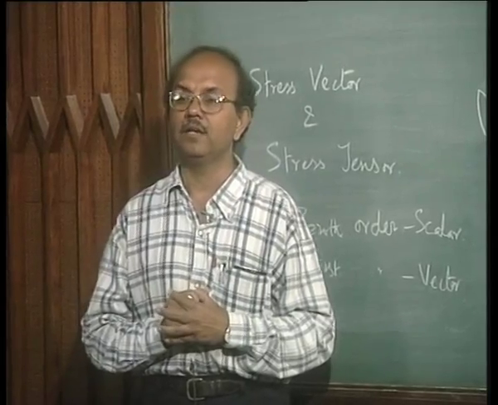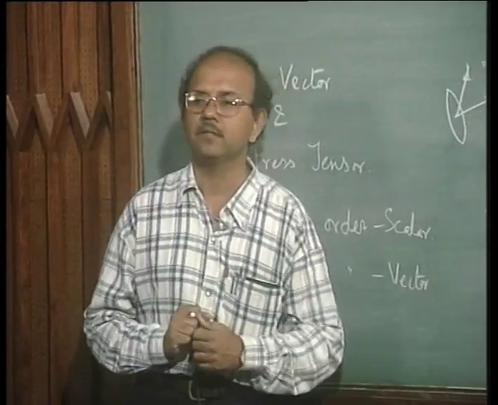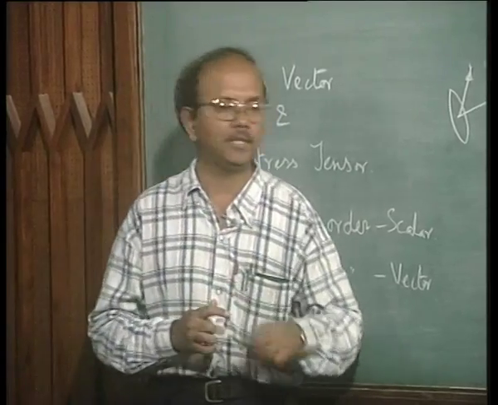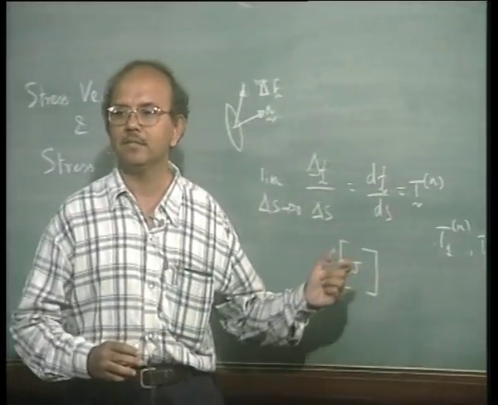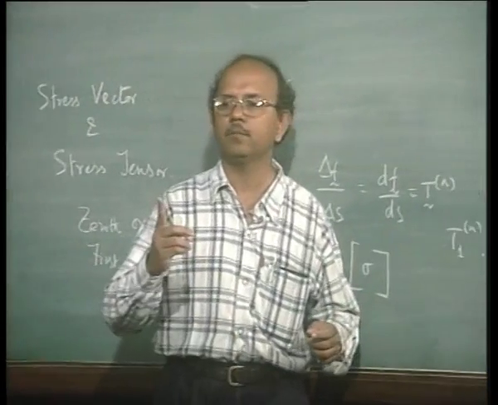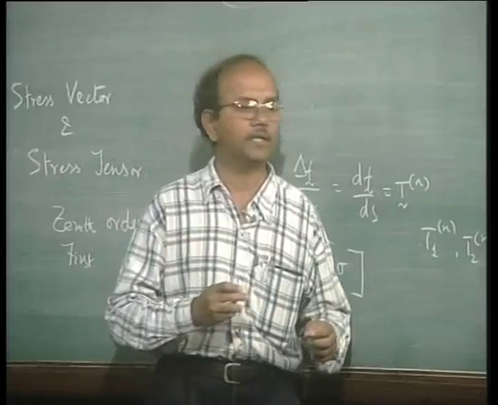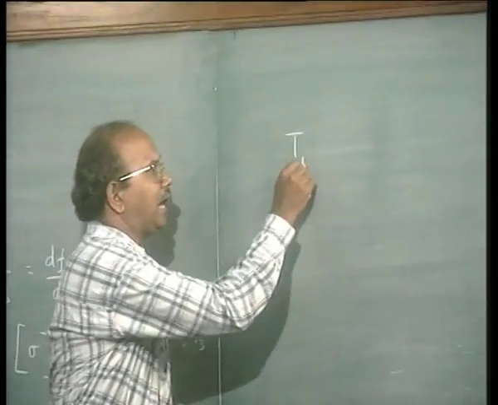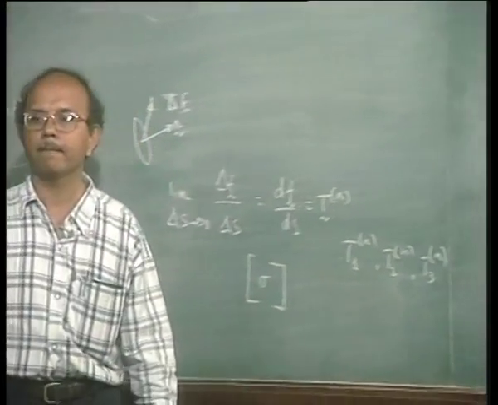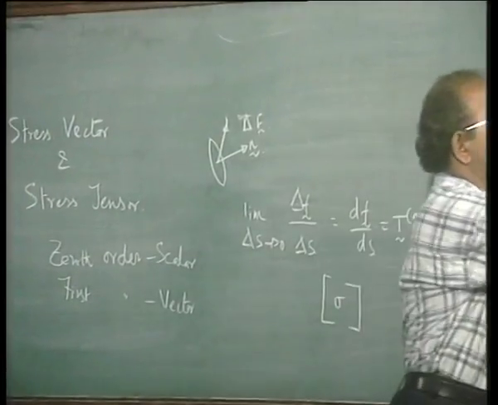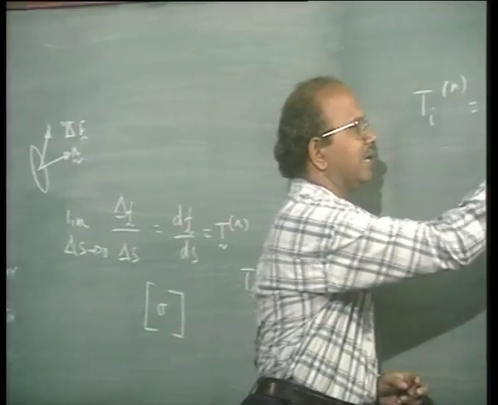Is that clear? Now, why did we define this? We had a long discussion and ultimately we came up with a relationship between the sigma and t. You remember what was the relationship? We said that, say for example, Ti n is equal to sigma ji nj.